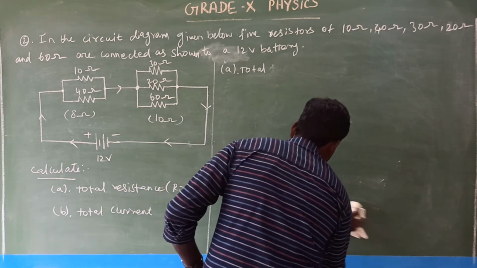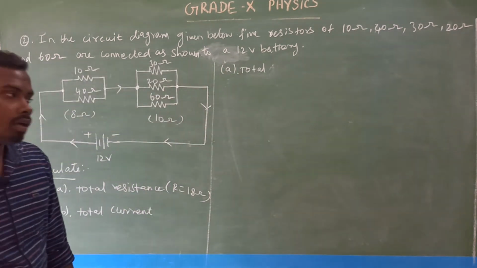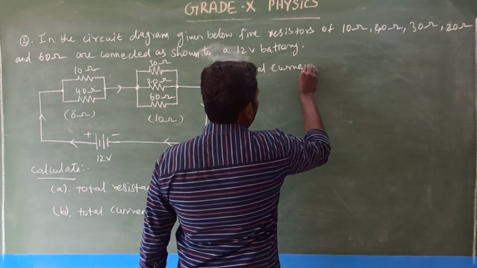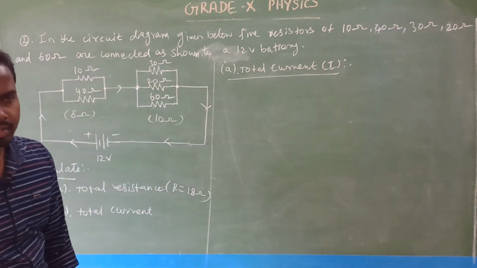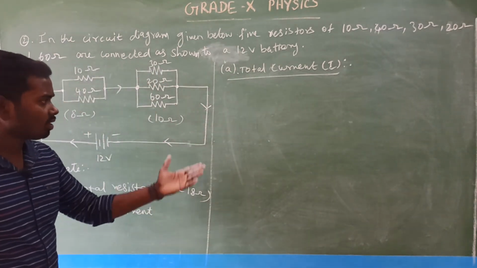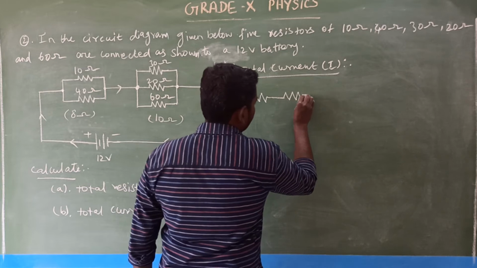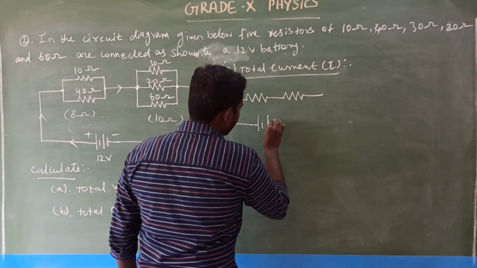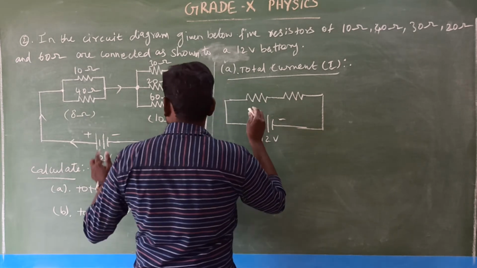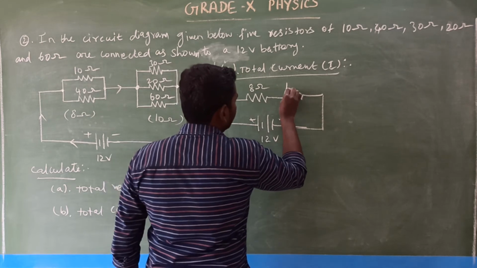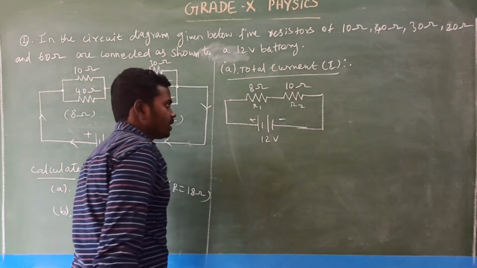Next, we need to calculate which one? That is total current, sir. Second one, total current I we need to calculate. So which formula we can take, sir? Sorry, I rubbed that file. Sorry for that. So the equivalent circuit diagram, this is plus minus, potential difference 12 volt, and this is 8 ohm, and this is 10 ohm. Consider this is R1 and this is R2. That is for our convenience, we have made it like that.